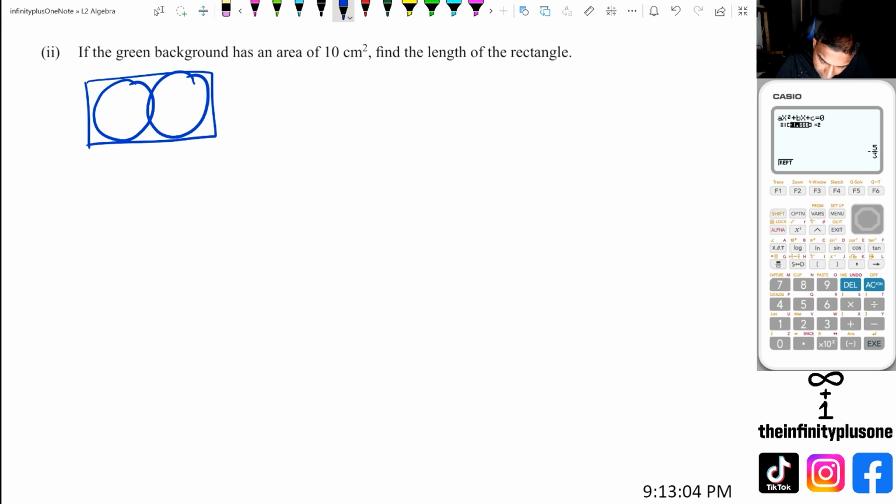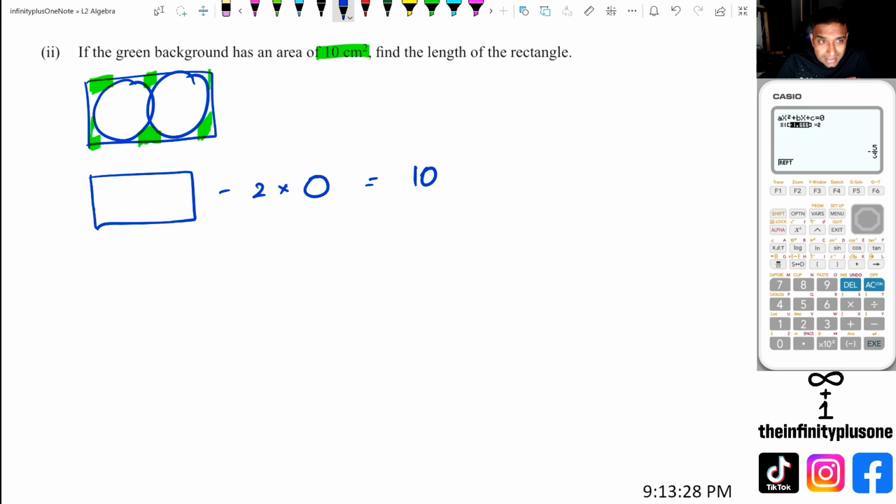Now, what we can do is, sorry, I'm just going to work here. So we've got these two circles, right? And the green part is all of this part here. The green part is equal to 10. So basically, to find the area of the green part, we need to go the rectangle minus 2 times circle equals green area, which equals 10. Now the length of the rectangle is x, so that's easy.